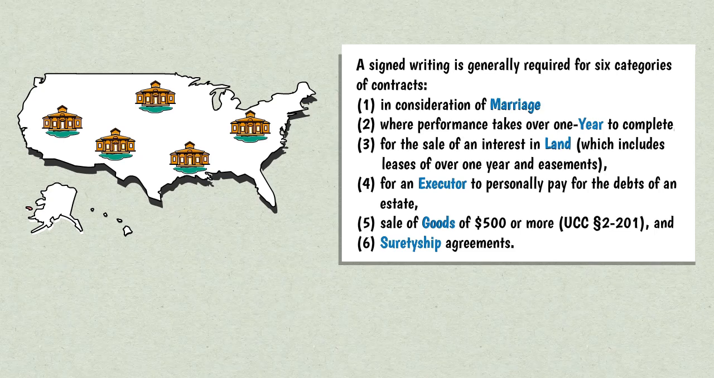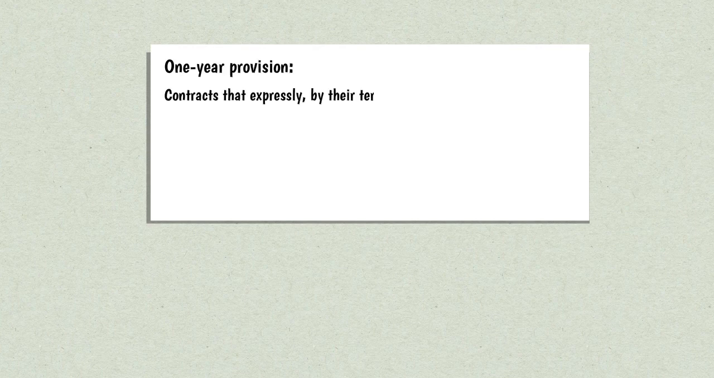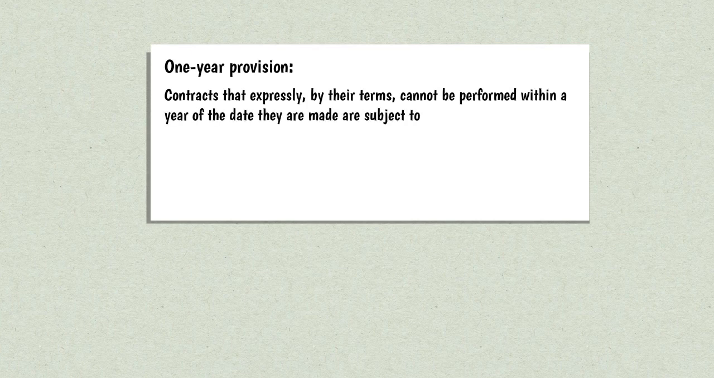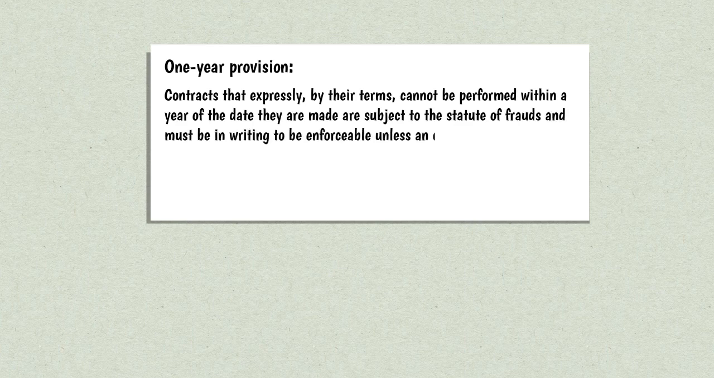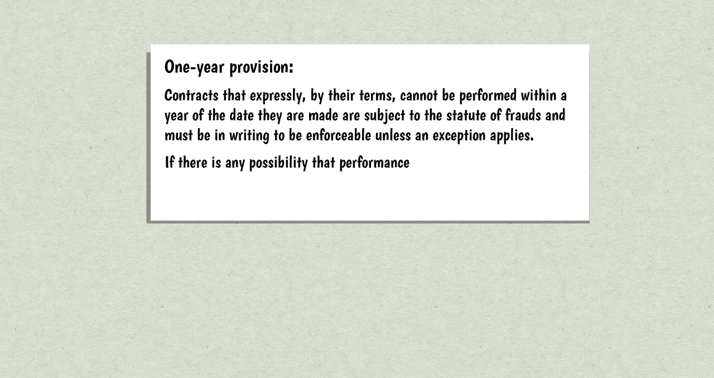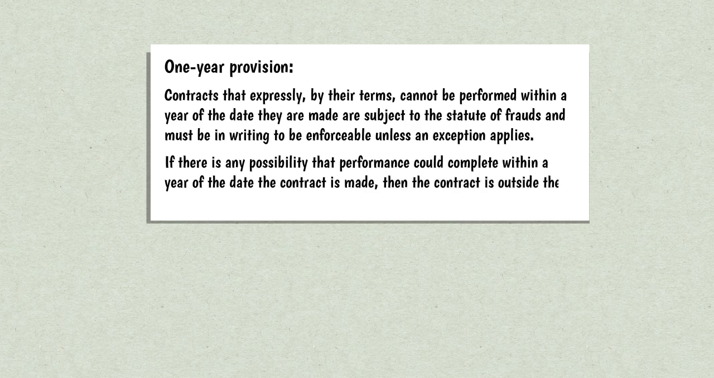Of the 6 categories, the trickiest is the 1-year provision. Contracts that expressly, by their terms, cannot be performed within a year of the date they are made are subject to the Statute of Frauds and must be in writing to be enforceable unless an exception applies. If there is any possibility, even if remote, that performance could be completed within a year of the date the contract is made, then the contract is outside the Statute of Frauds.